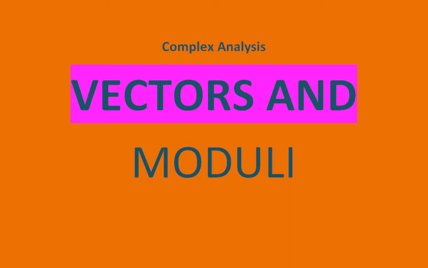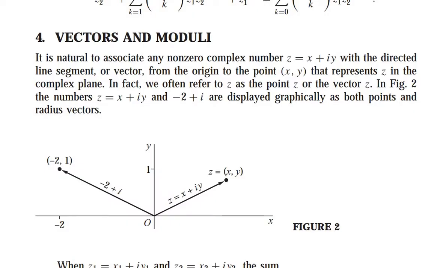In lecture 4, we discussed the vector and modulus in complex analysis. Here are two vectors. The first one is z equal to x plus iota y. We represent x plus iota y by this vector, and both the x and y components are positive, so the vector lies in the first quadrant.